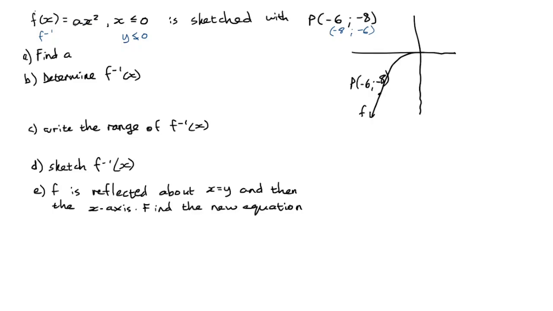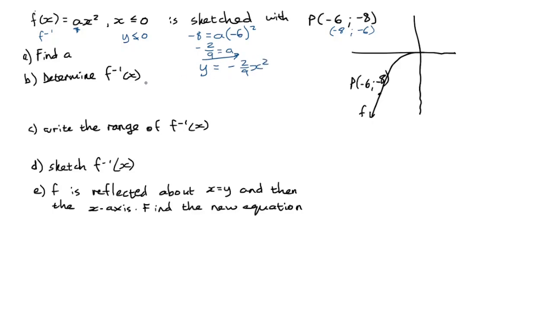How do I find a? How do I find any missing letter in any graph? I just sub in a point and they've given me one. So the y value is minus 8. The x value is minus 6. Careful to keep it in brackets. That's just 36, positive 36. And if I divide both sides by positive 36, I end up getting minus 2 over 9. So that is the answer. You've done question A, you find the value of a. I like to, as a habit, just rewrite the original equation just for myself. And so it's y equals minus 2 over 9 x squared.